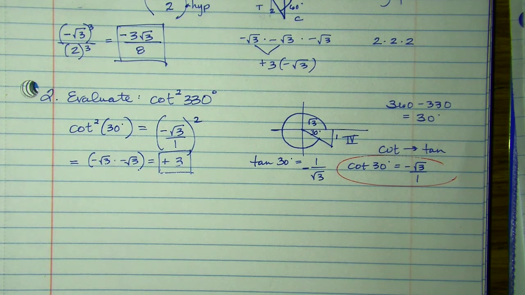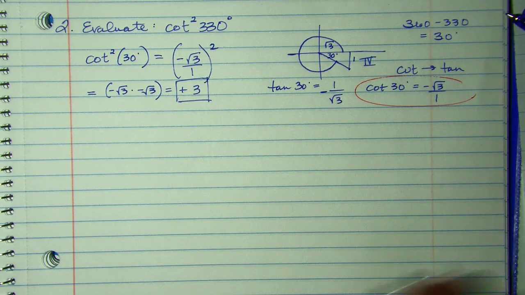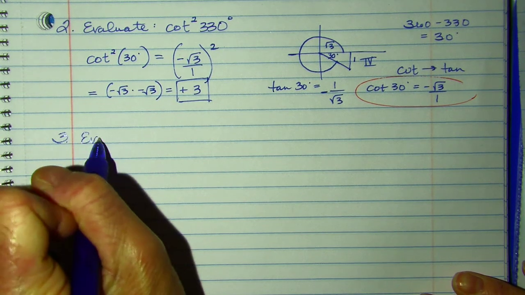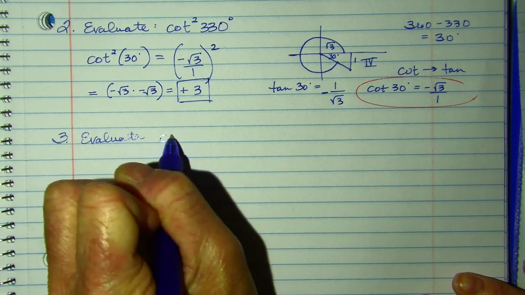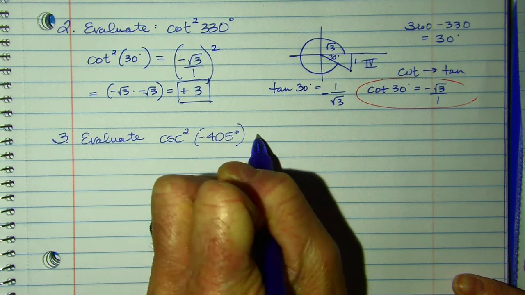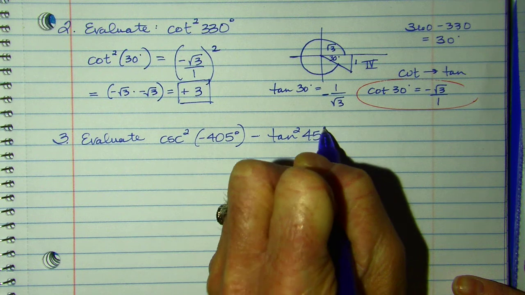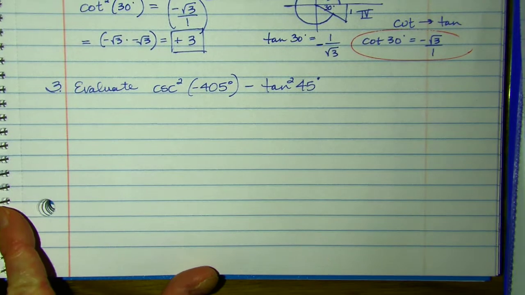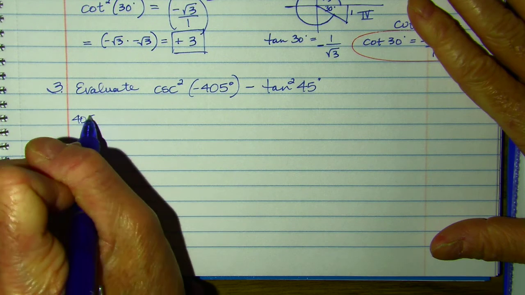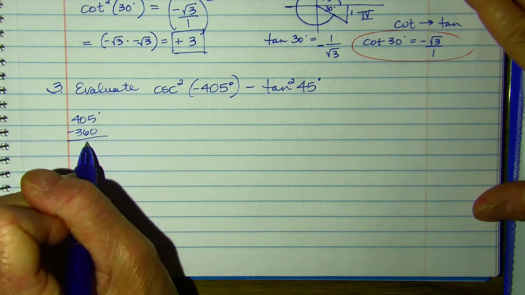So the answer's 3. All right, so now we're going to move on to more complicated ones where we're going to have more than one to evaluate. So number 3, evaluate the cosecant squared of negative 405 degrees minus tangent squared of 45 degrees. So I'm going to kind of do both so you can see both. So first of all, 405 minus 360 is 45 degrees.